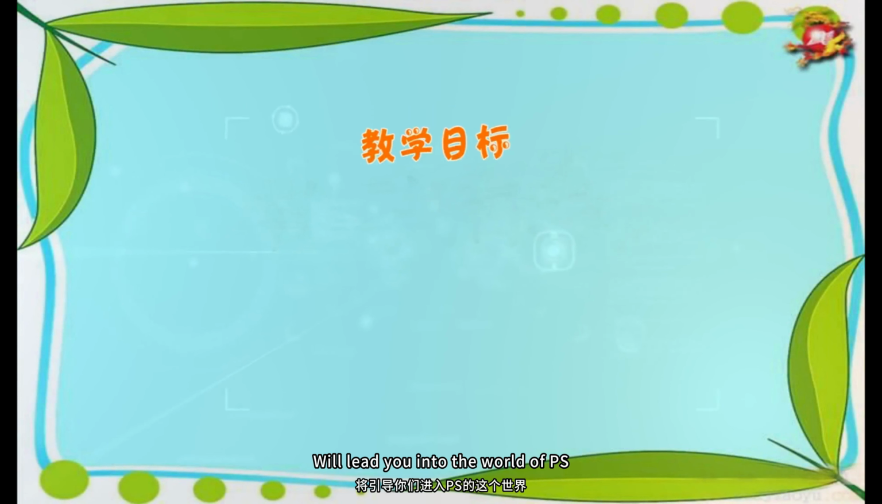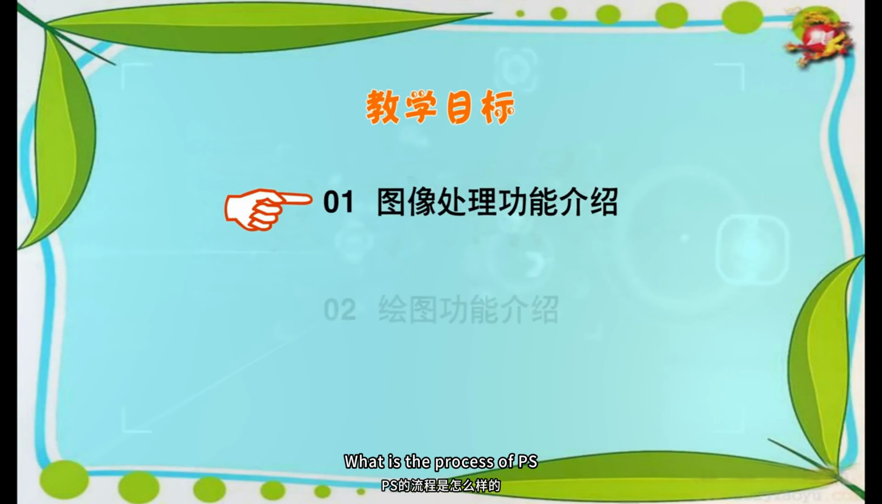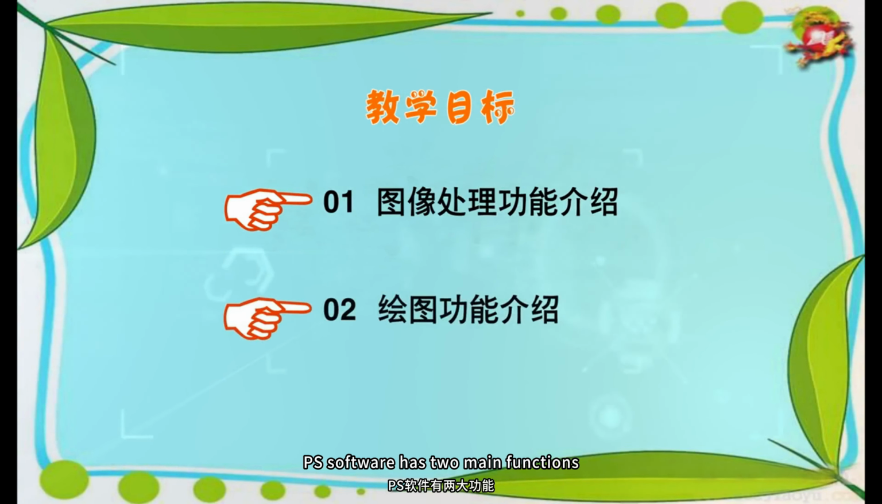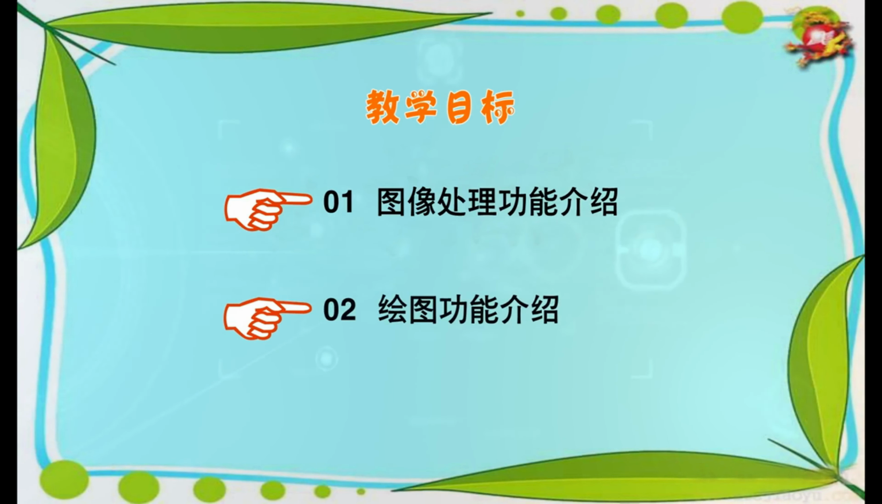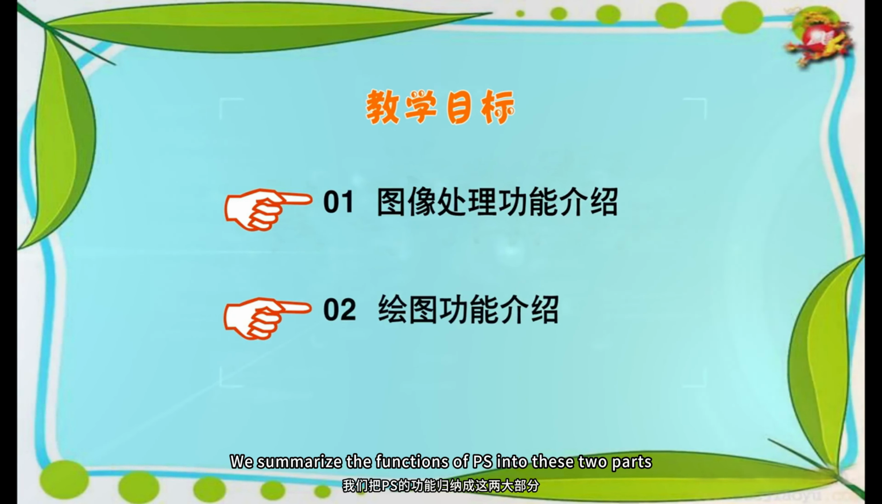So today's class will lead you into the world of PS. To learn how PS works, what is the process of PS? What are the functions of PS? PS software has two main functions. The first function is image processing. It is when you have an image, you can beautify it, fuse it. The second function is drawing. It's like using a blank piece of paper and drawing a picture on it. This is also a function of it. We summarize the functions of PS into these two parts.